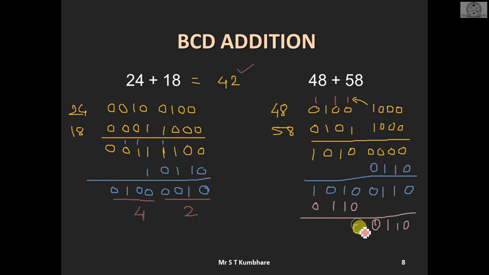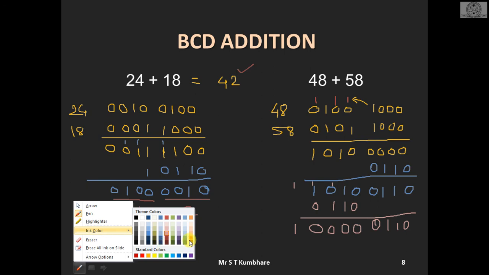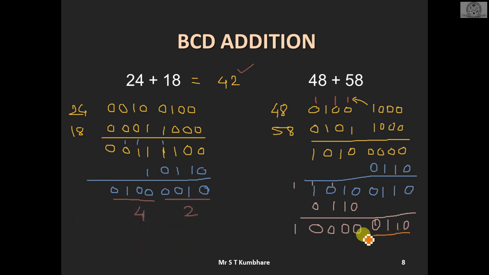After addition, 0 plus 0 is 0. 1 plus 1 is 0, and there is a carryover. 1 plus 0 plus 1 is 0, and there is a carryover. 1 plus 1 is 0, and there will be a carry. So this carry will come over. Now you have to again club 4 bits at a time. After clubbing, this is 4 bits, this is another 4 bits, and this is another. So we'll add 3 zeros over here. 0110 is 6, 0000 is 0, and 0001 is 1. So the answer is 106.